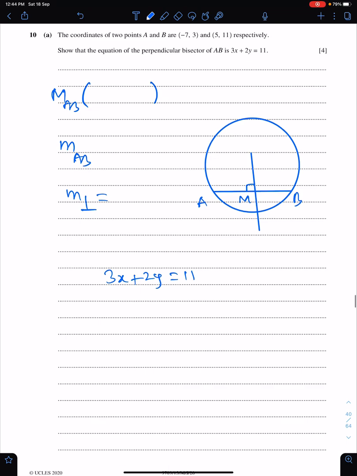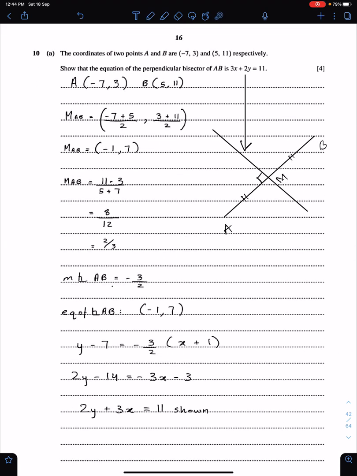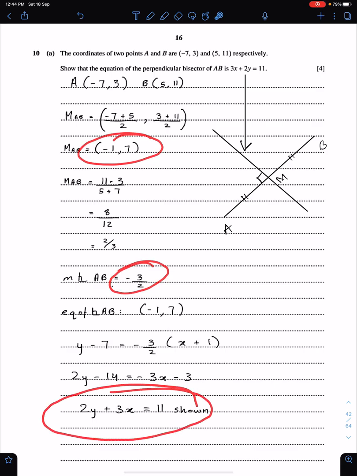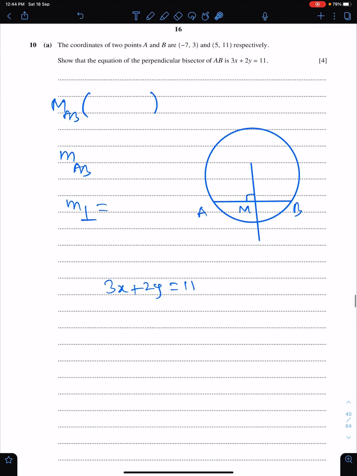You can check the solution here. Midpoint's coordinates are -1 and 7, gradient is -3/2, and this is the way to prove the equation. I'm leaving the first part. I have explained the concept.